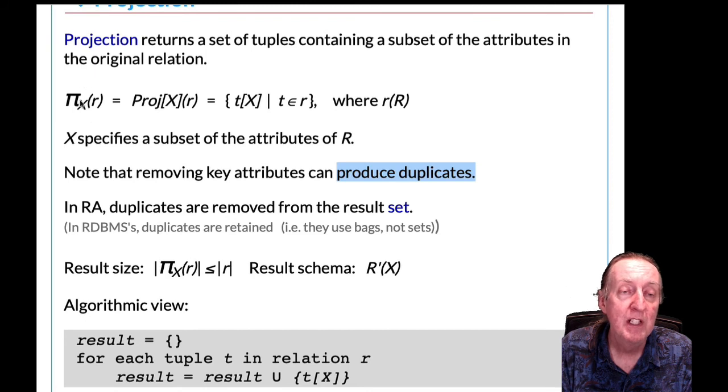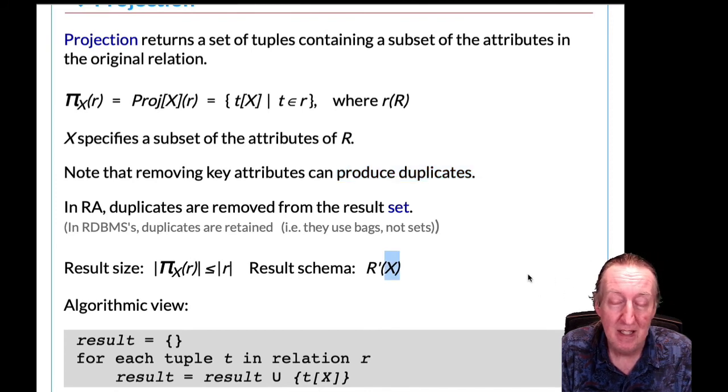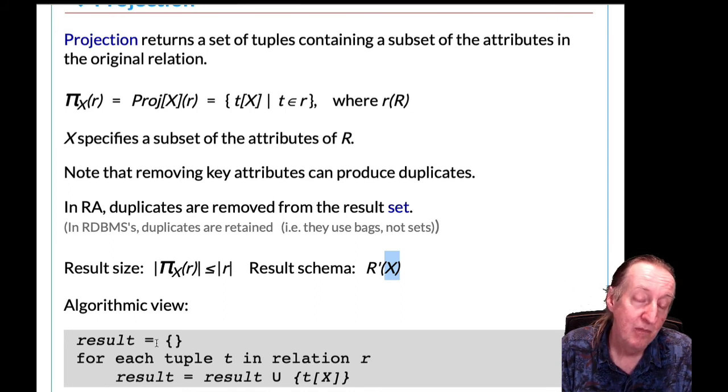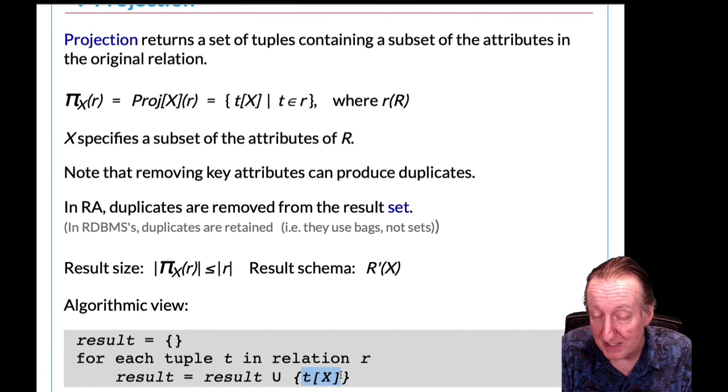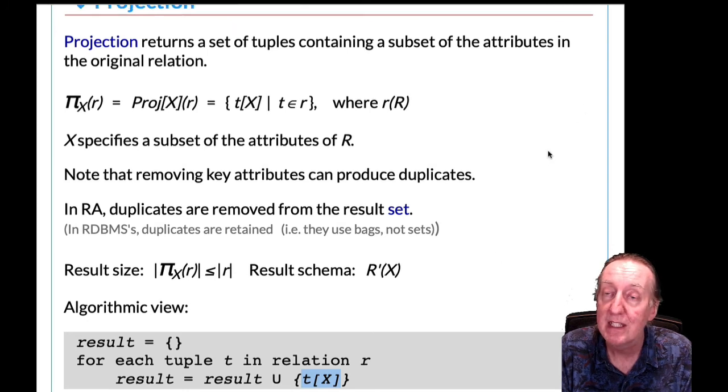And of course, since we're doing a projection, we're going to end up with a different schema, which has presumably fewer attributes in it. Right? How do we do that in practice? So we iterate through all the tuples of R. We create a new tuple that has fewer attributes in it, and then we insert that into the result set by unioning it in.